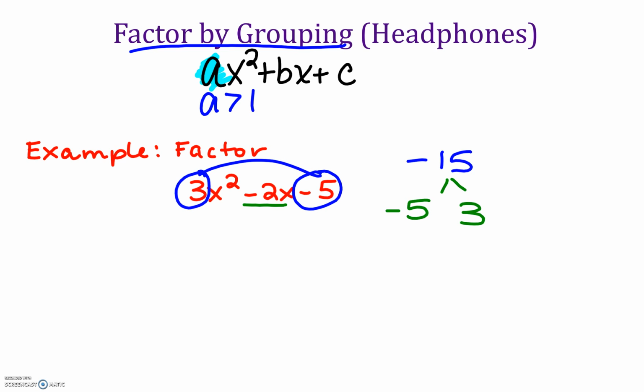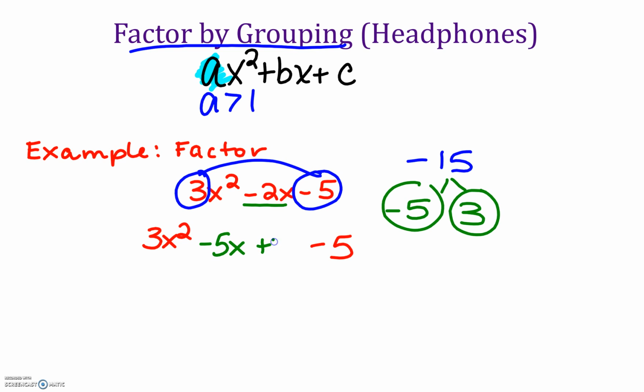From here, I'm going to bring down my 3x squared and my last term, which is negative 5, and I'm taking that negative 2x and breaking it up into the negative 5 and 3. So negative 5x plus 3x. From here, I'm going to split down the middle.